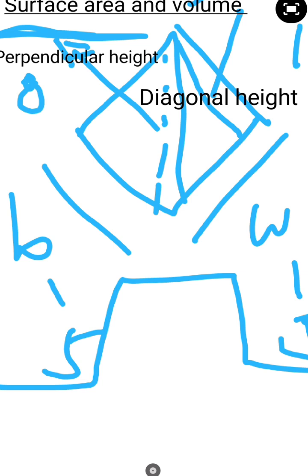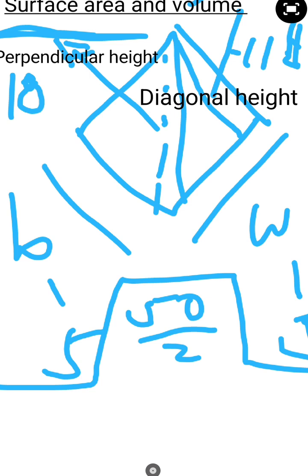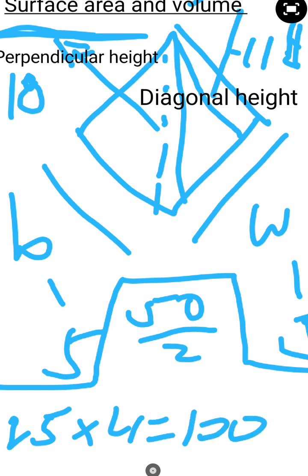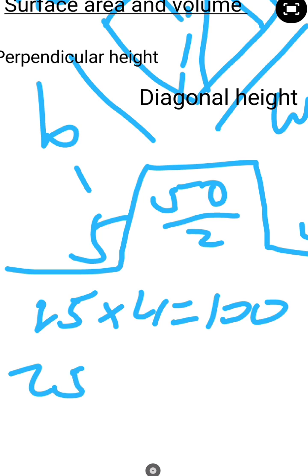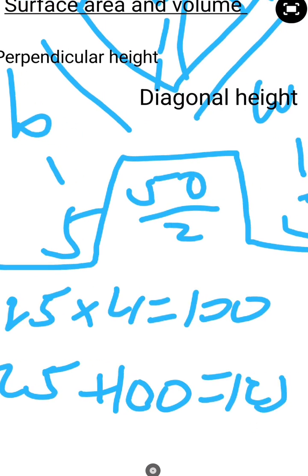and then we do width times perpendicular height. So 10 times 5 is 50. Divided by 2, because it's a triangle, is 25. You times that by 4 to get all 4 triangular sides, which is 100. Okay, and then after that we just do 5 times 5 to get the area of the square, which is 25 as well. And 25 add 100 is 125. Easy as that.